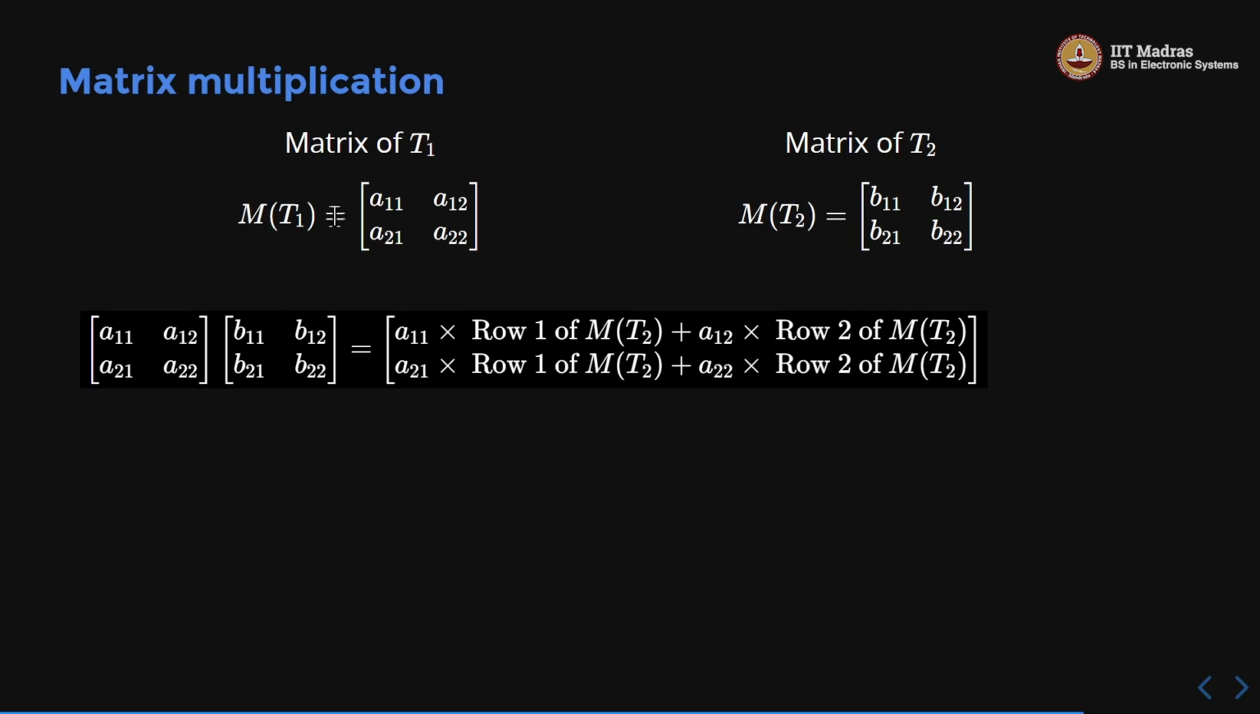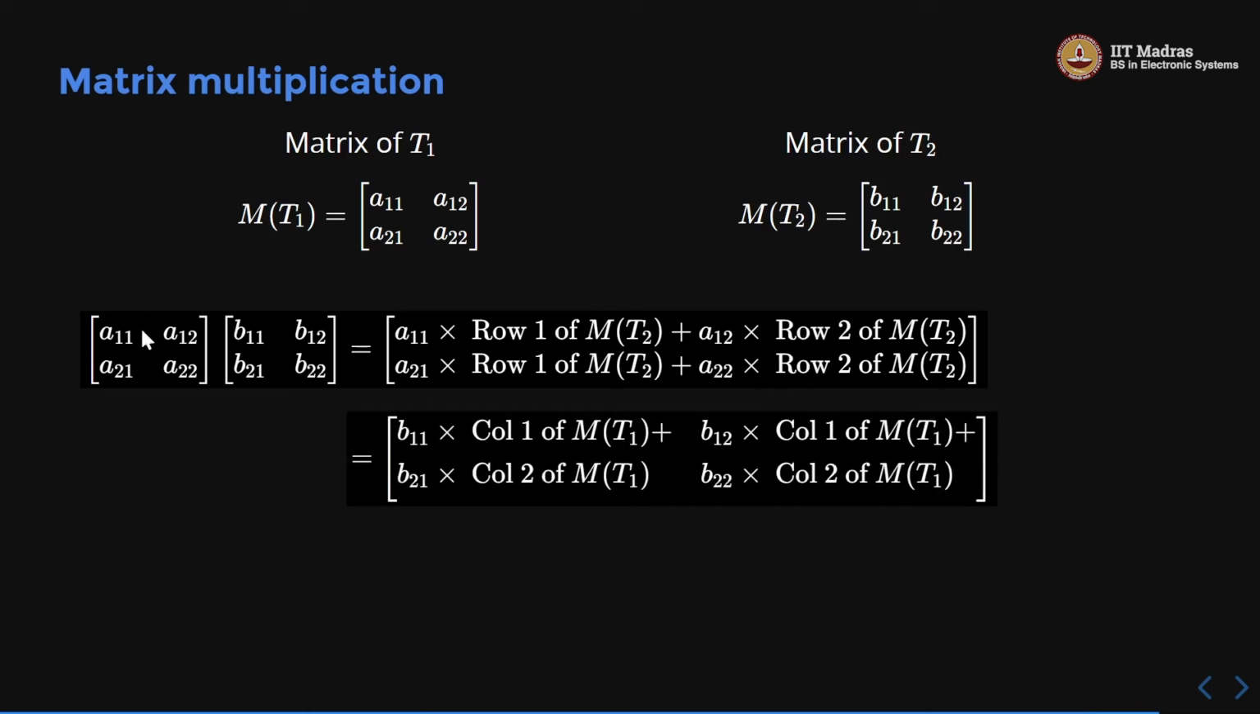Same thing you do for the second row. A21 times row 1 of m of T2, A22 times row 2 of m of T2, and then add these two, you get the second row. So this is the row-wise picture of the product. You can also do a column-wise picture, but the columns you have to start from the other side. So you write the first column of your product as B11 times the first column of m of T1 plus B21 times the second column of m of T1. It goes this way when you do column-wise.